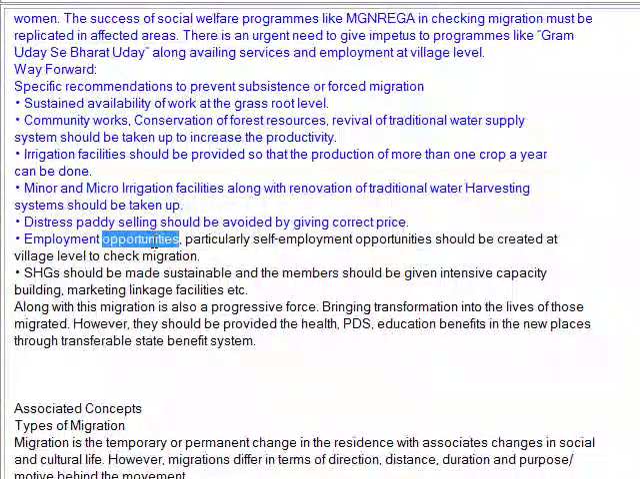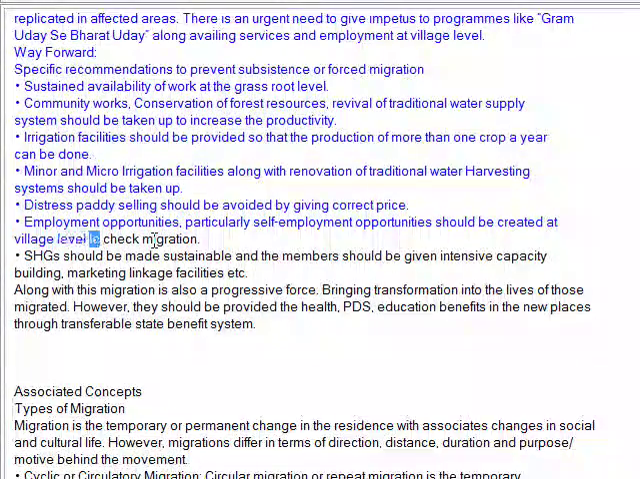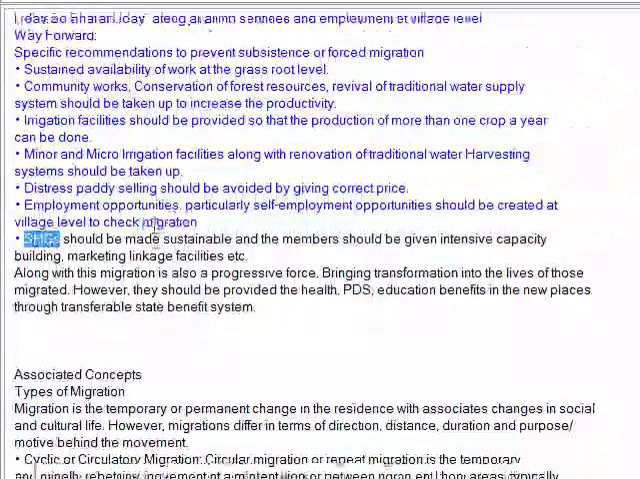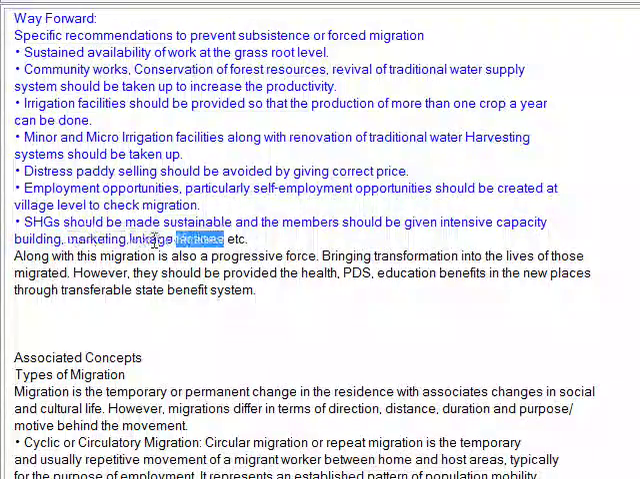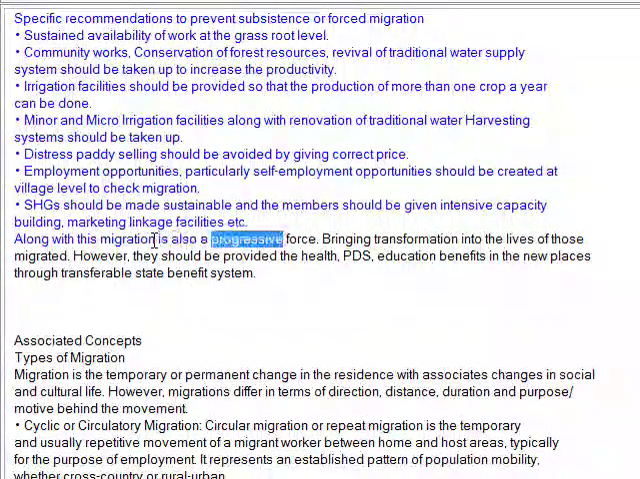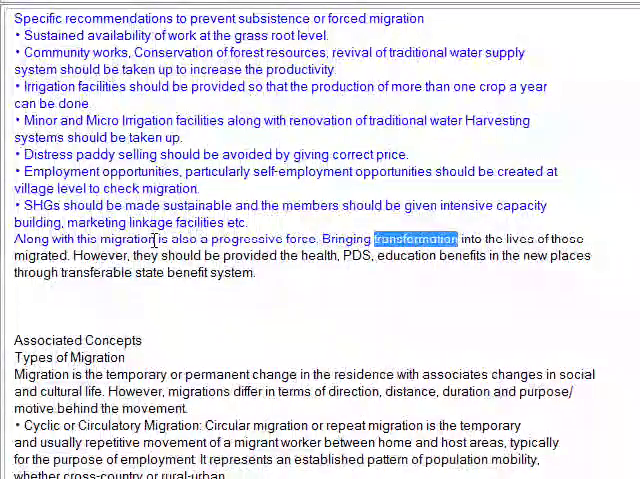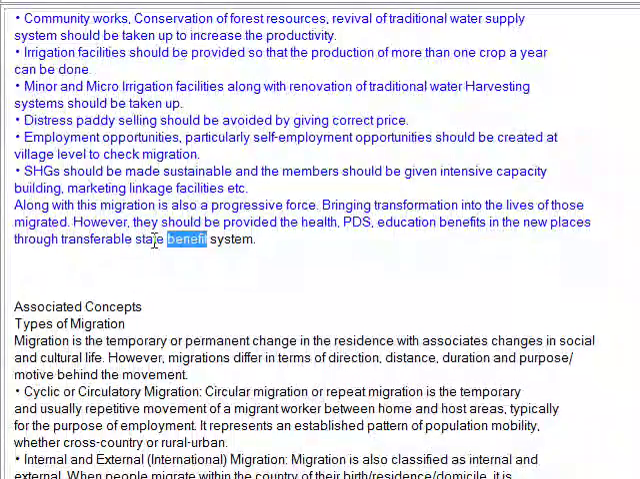Employment opportunities, particularly self-employment opportunities, should be created at village level to check migration. SHGs should be made sustainable and the members should be given intensive capacity building, marketing linkage facilities, etc. Along with this, migration is also a progressive force, bringing transformation into the lives of those migrated. However, they should be provided the health, PDS, education benefits in the new places through a transferable state benefit system.